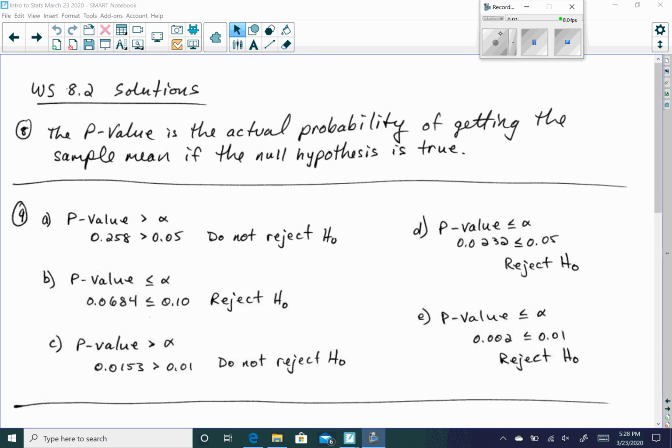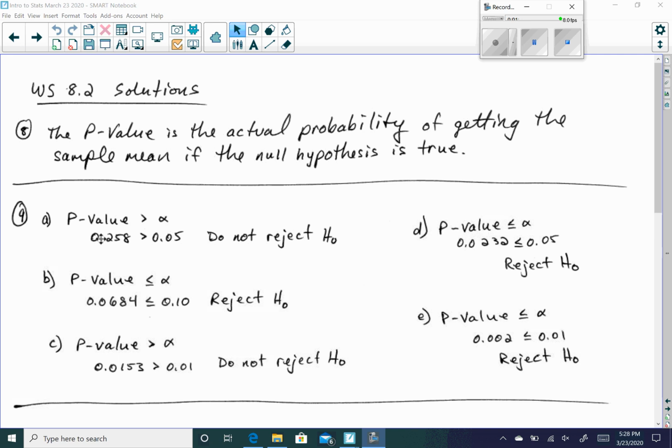So in number 9, the p-values were all calculated, so I hope it didn't confuse anyone when it was a two-tailed test like in B and D. The p-value was already there, so there was no need to double that value. So that's all we're comparing, so that's what I have written out here. So in A, we're just comparing. We're always looking to see if our p-value is greater than alpha, that means we do not reject the null hypothesis, and if our p-value is ever less than or equal to alpha, then we do reject.